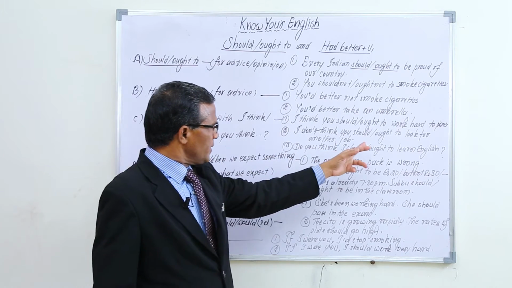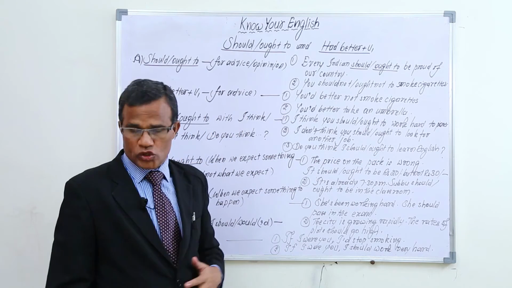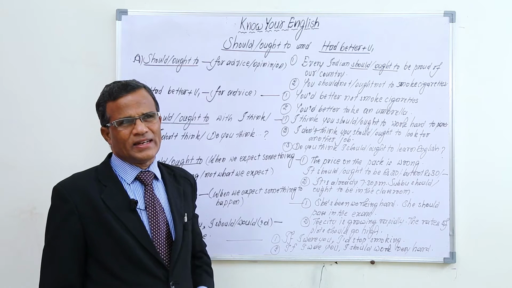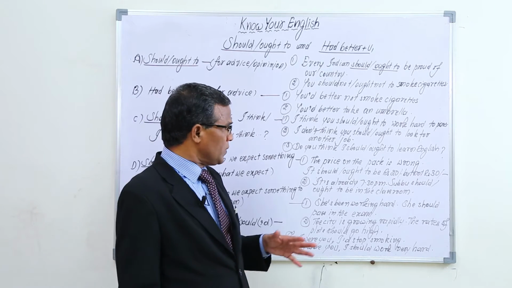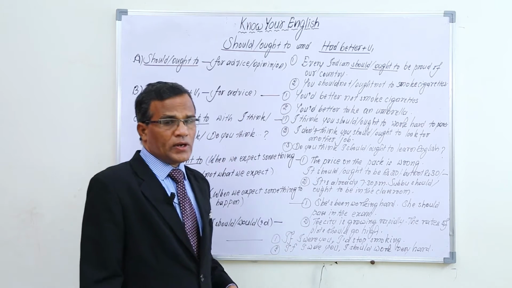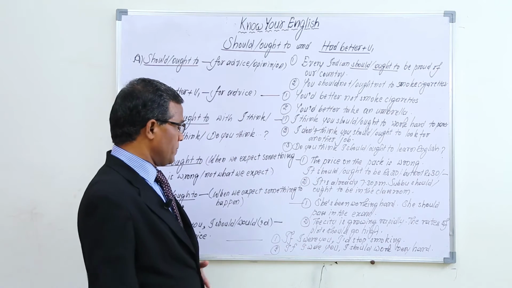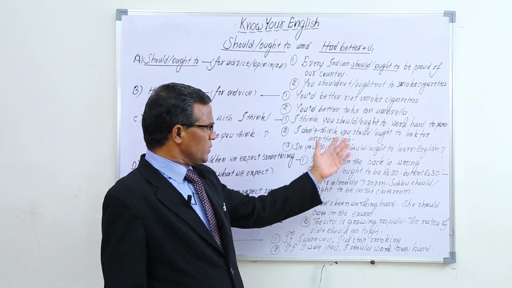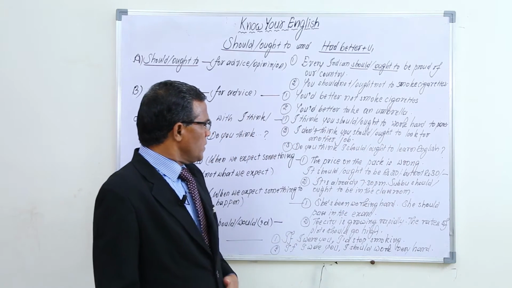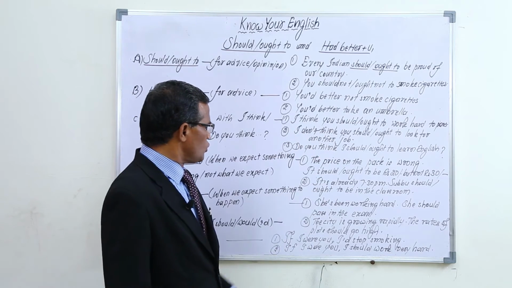Okay, I don't think. "I don't think you should look for another job." Means I don't think that it is good for you to look for another job. So in that way we are suggesting the other person not to look for another job. "I don't think you should look for another job." Otherwise, "I don't think you ought to look for another job."